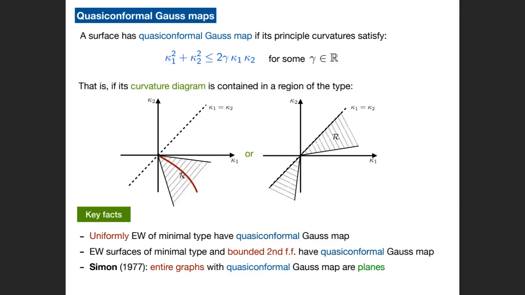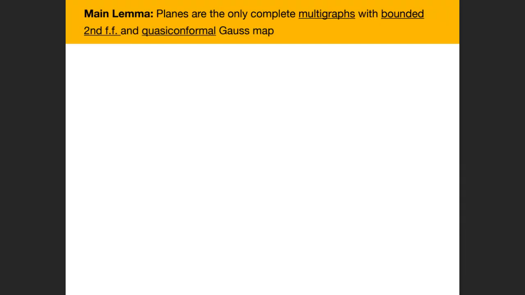And finally, let me recall the result by Simon that we used in the first part of the talk, and we are going to use it here too. Simon proved that any entire graph with quasi-conformal Gauss map has to be a plane. And actually, although he stated it for entire graphs, the proof by Simon works exactly the same for proper graphs. Okay, so it's a bit more general. Now, our main lemma says that if you have a complete multigraph with bounded second fundamental form and quasi-conformal Gauss map, then it has to be a plane.